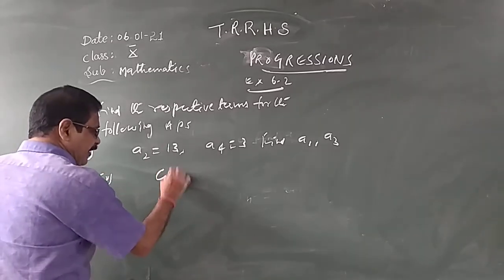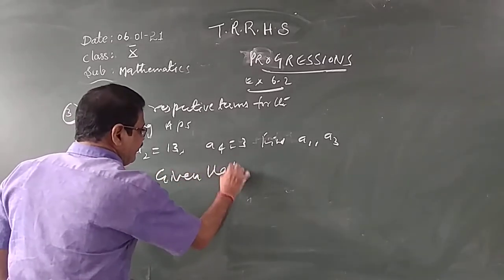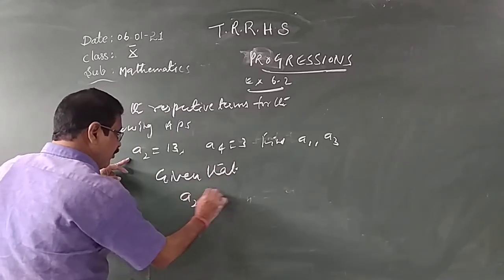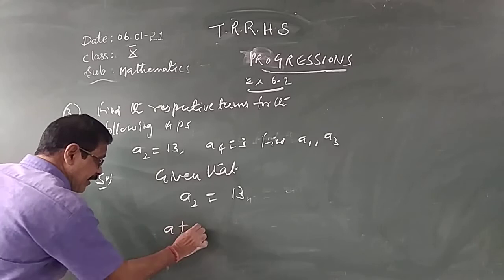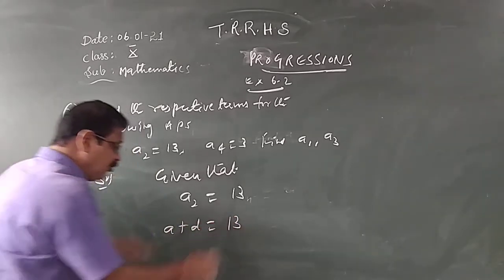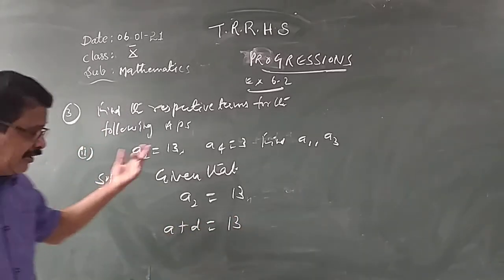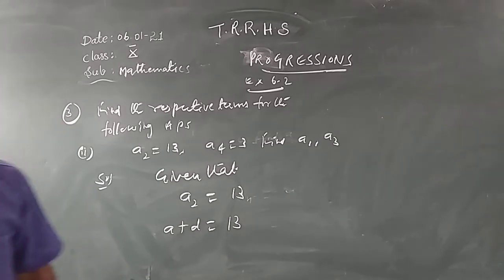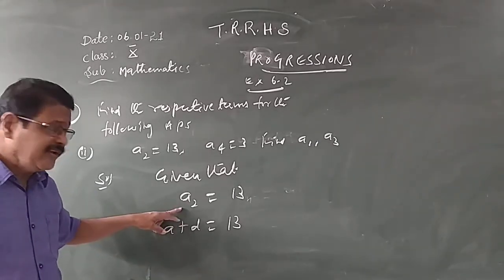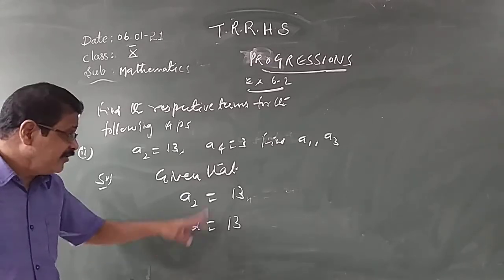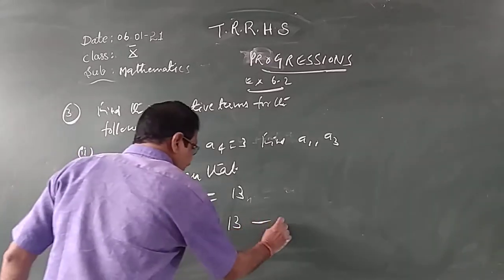Given directly, I am writing now. Given that A2 is equal to 13. What is A2? A plus D. So A plus D equals 13. How did you get this A2 as A plus D? In the An formula, put n equal to 2 and we get A plus D. The second term is A plus D. A plus D equals 13. This is the first equation.